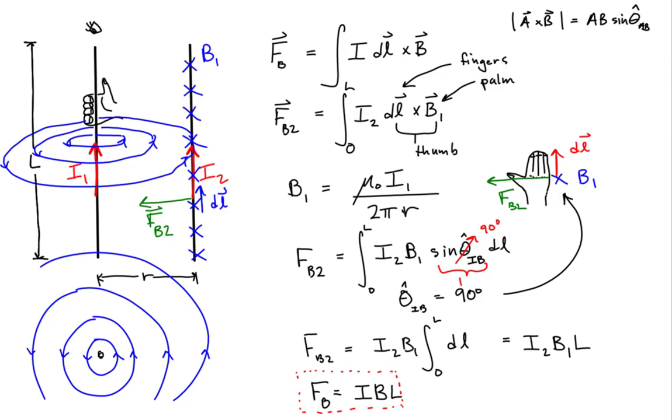Now, more generally, there should be a sine of the angle between the current and the magnetic field here, but in many circumstances you'll see that that angle is going to be 90 degrees. But just to be more inclusive, be sure you have this. Now for this problem, we have I2 B L, or the current in wire 2, the magnetic field of wire 1, and the length of wire 2.